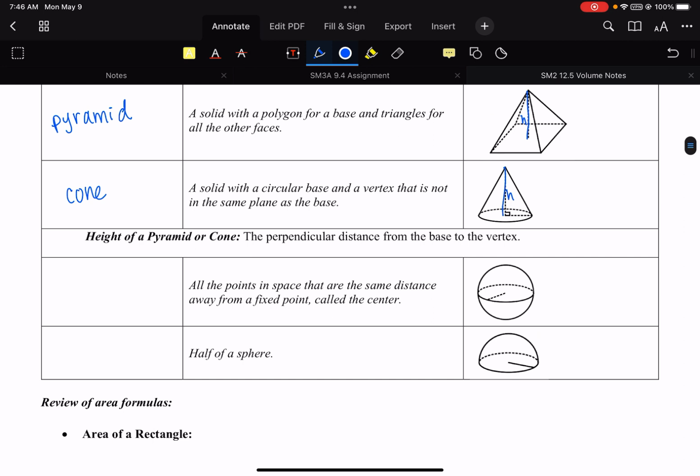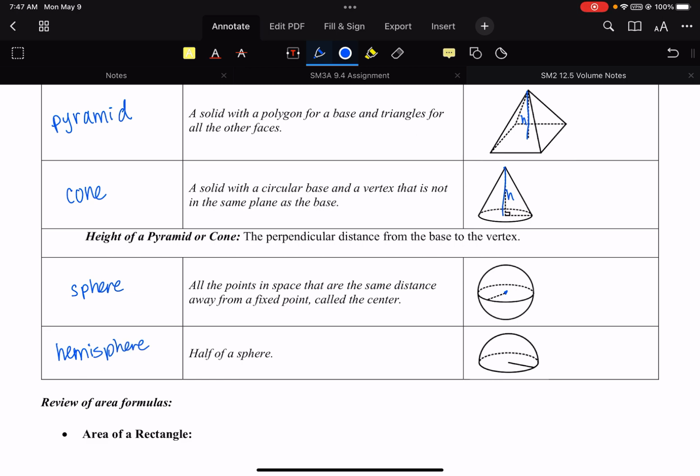And the next one is a sphere. I know you guys know what most of these are. A sphere is just all the points that are the same distance away from the center. So if you were to take the center and go out 2 inches in every direction, up, down, left, and right, and trace it out, you would get a sphere. And then a hemisphere is just when you chop the sphere in half and you get just half of it.